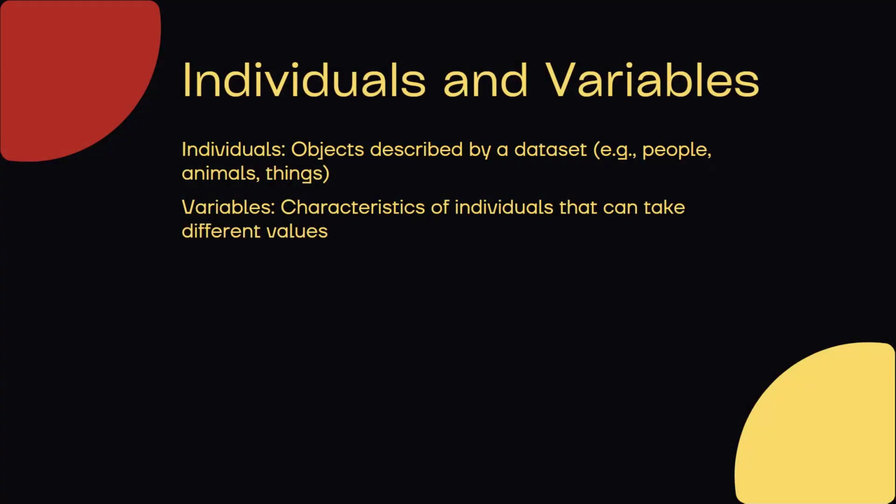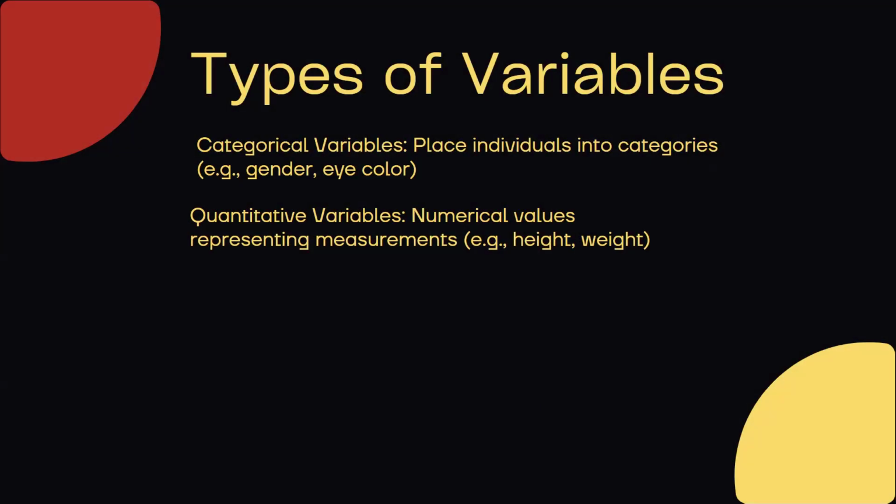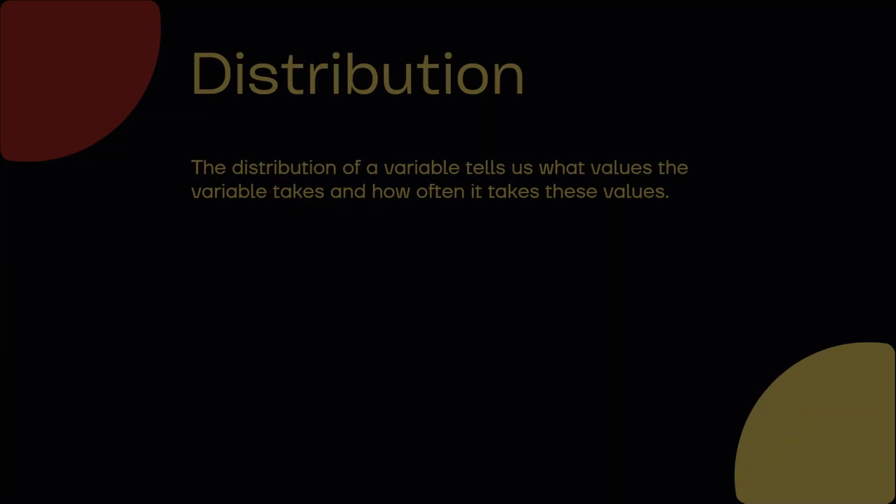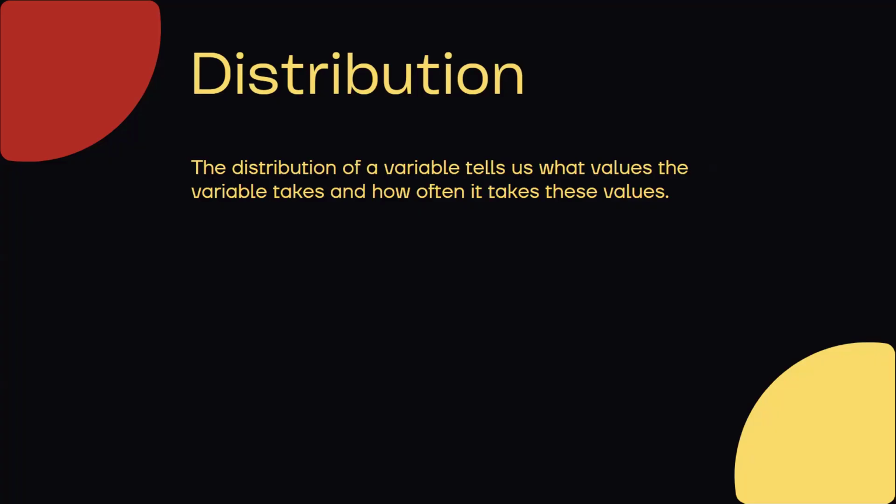First, let's break down some basic terms. Individuals are the objects described by a data set, like people or animals. Variables are characteristics we measure, and they come in two types, categorical and quantitative. Categorical variables place individuals into categories like gender or eye color, while quantitative variables are numerical values typically representing a measurement like height or weight. The distribution of a variable tells us what values it takes and how often it takes them.